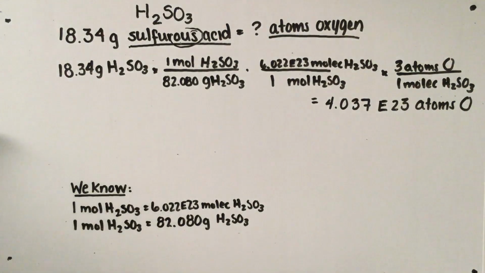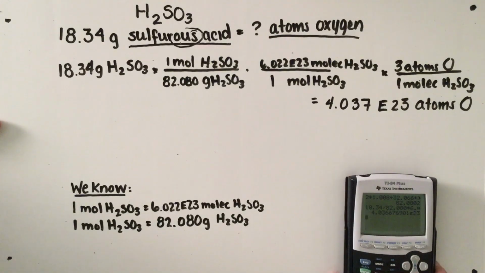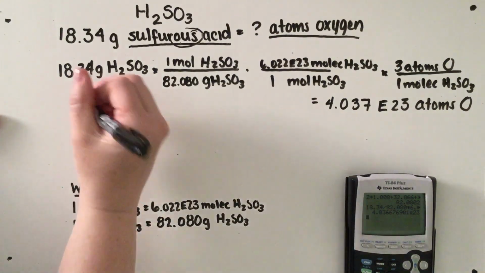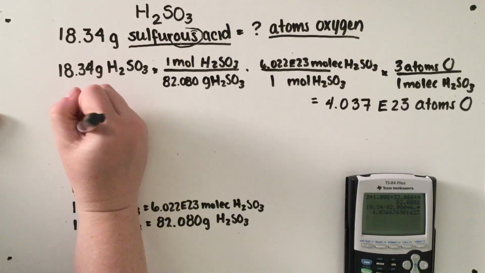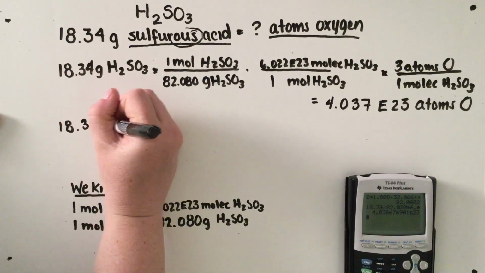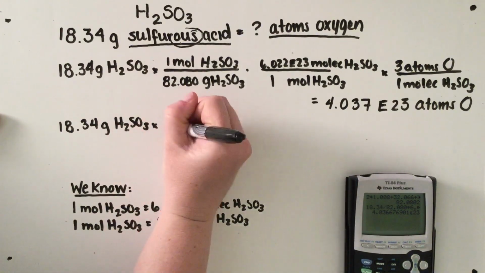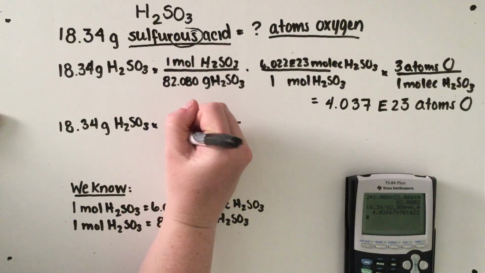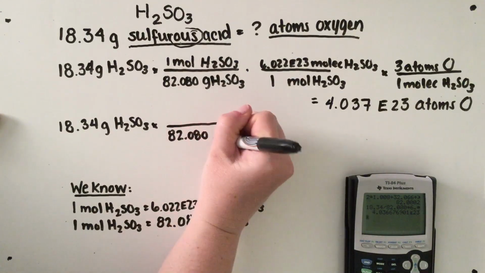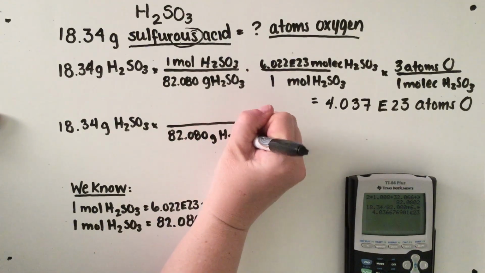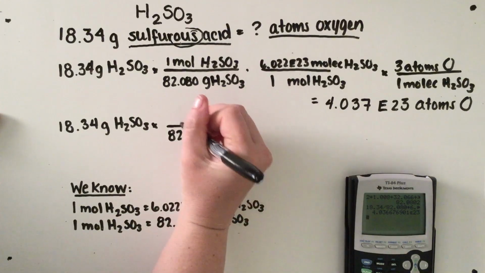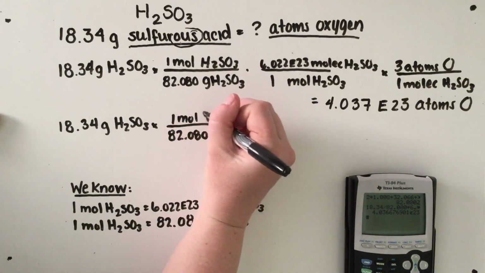Now I do quickly want to show you a second way of thinking about it. It might not have been as intuitive as this way, but there is a way that would actually help us with some problems you're going to run into later. And it's going to start the exact same way. We're still going to use our molar mass to get our grams of sulfurous acid into moles of sulfurous acid.